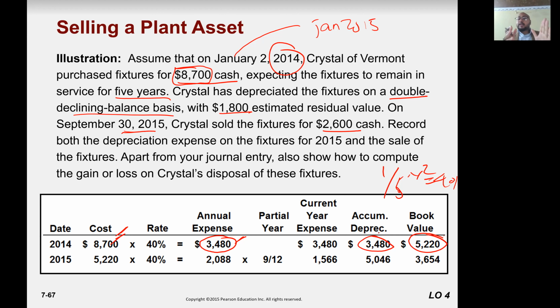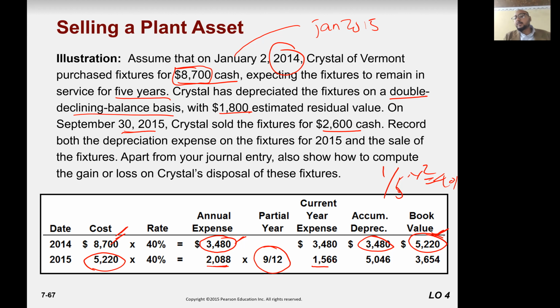So 9 months of depreciation must be reflected in their income statement and also in the balance sheet, because for 9 months the asset remained in their possession, in their ownership. So 9 months depreciation is going to be 40% multiplied by the book value, 5,220. And this is the whole year depreciation. You need to find out the partial year, 9 by 12.